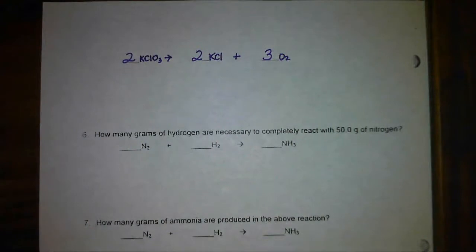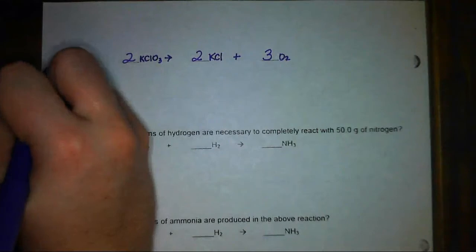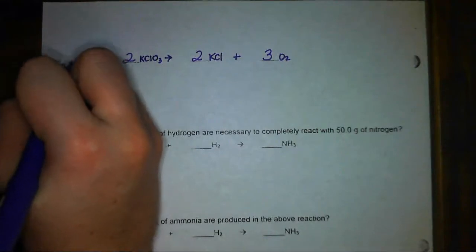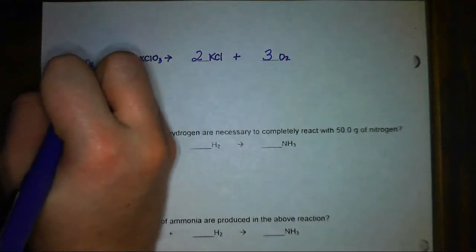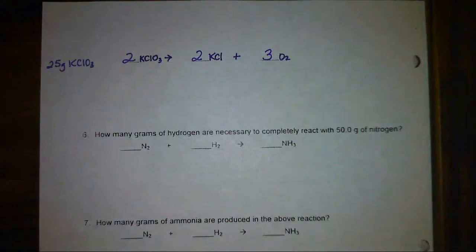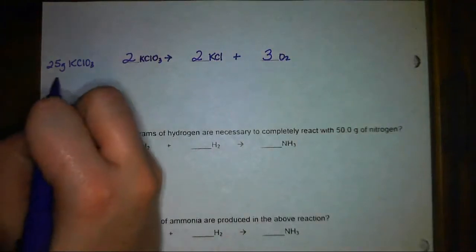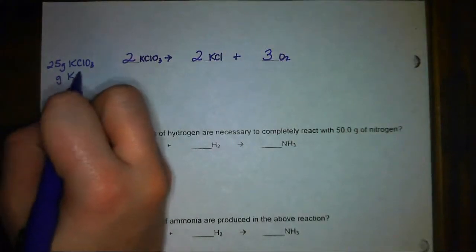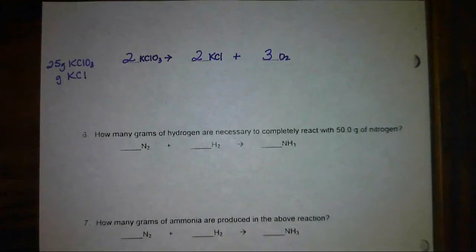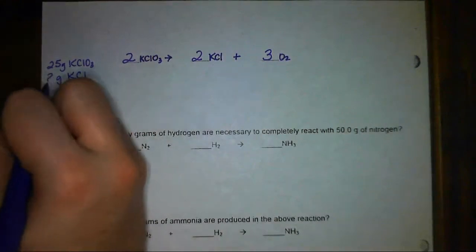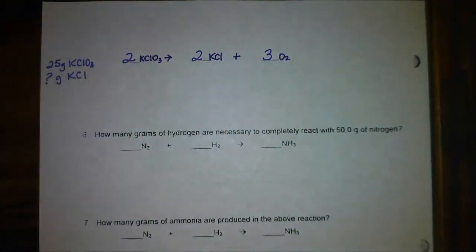Now the question that's actually on the front side of this page, it says that if you start off with 25 grams of potassium chlorate, always write what you're starting off with off to the side. It's asking you if that many grams of potassium chlorate breaks down, how many grams of potassium chloride can be produced. That's my question. That's what I'm going to be searching for.